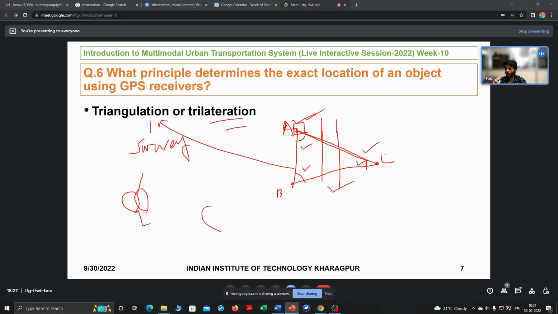Suppose you have only one satellite which is sending you the signal at a particular location. Then we know that you are in this bound, but we don't know the exact point. If you have two, then we know that either you are here or you are here. If we have three, we know that your location is this, not this. This is not your location, this is your location. So this is fundamentally called trilateration.